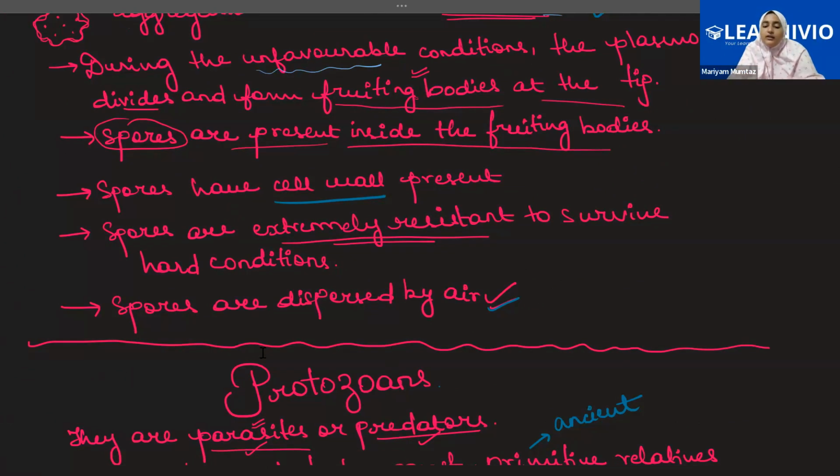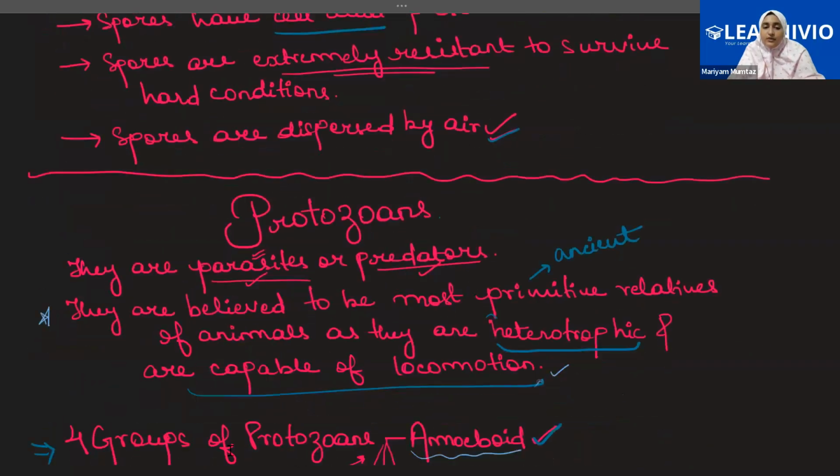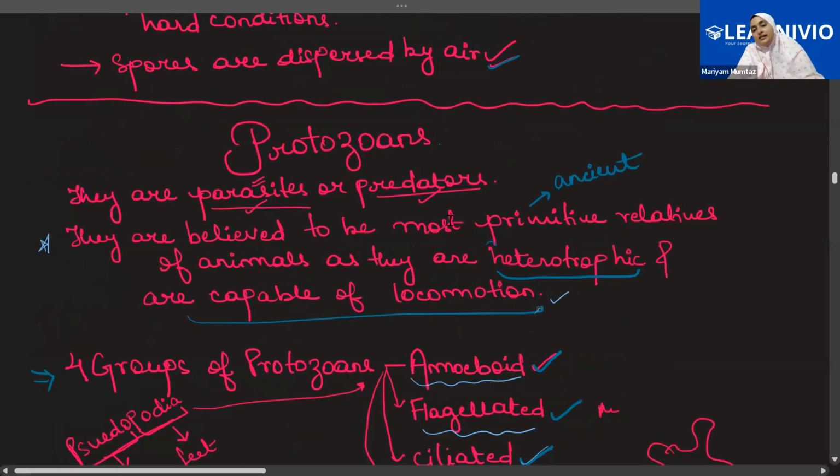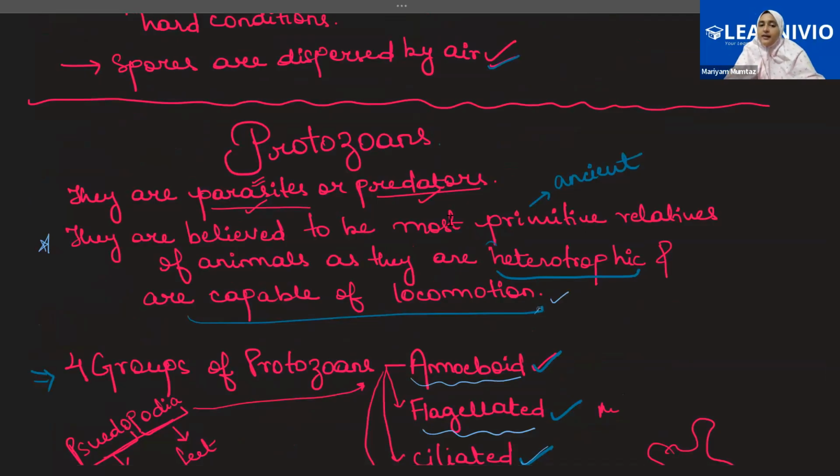Then comes protozoa. Now, protozoans are those organisms that are mostly parasites. None of them have the autotrophic mode of nutrition. They are parasitic in nature and they are the most primitive animals. Why? Because they particularly have the heterotrophic mode of nutrition and they are capable of locomotion. So that is why protozoans are predators or parasites.